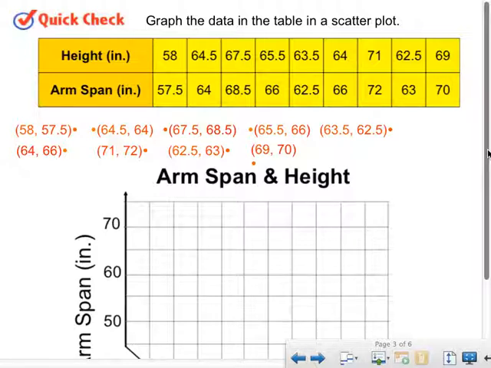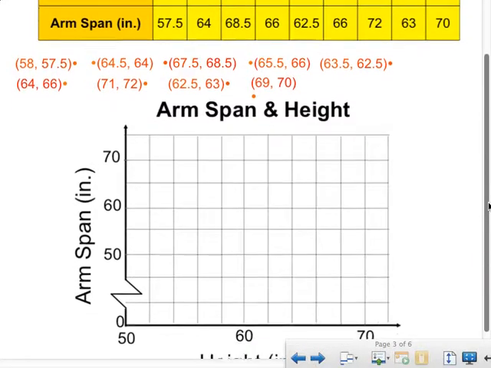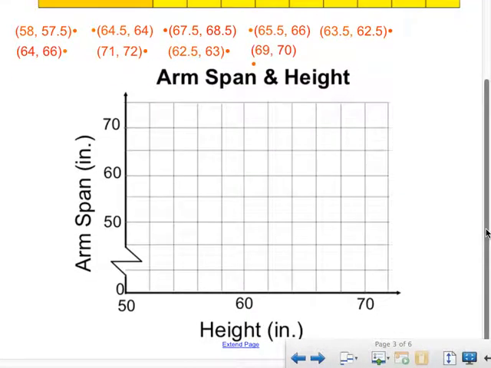So the first one, 58 and 57 and 5/10. And then look at the last one. I did that all the way to the last one, 69 for my x-coordinate and 70 for my y-coordinate. So these are all the coordinates from the t-chart. I'm going to go ahead and graph these. This is arm span to height, okay? And there is a relationship between the two.